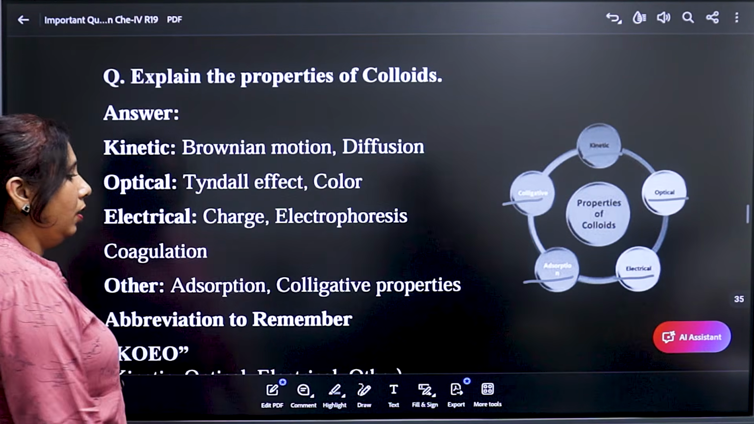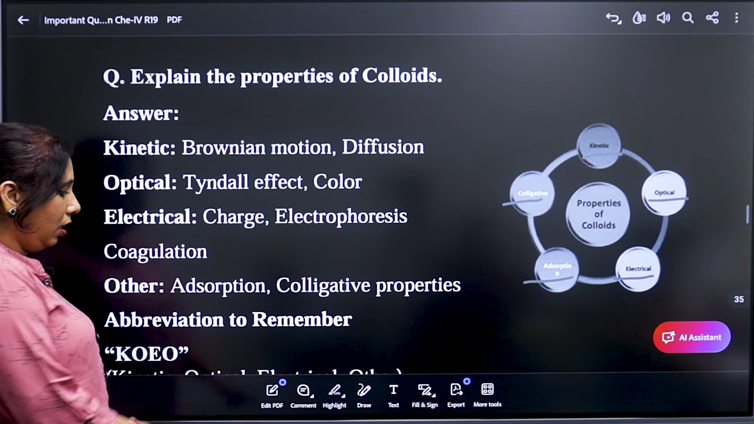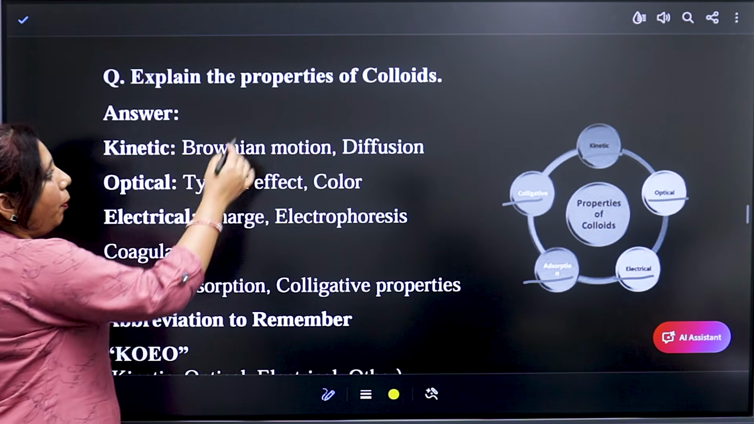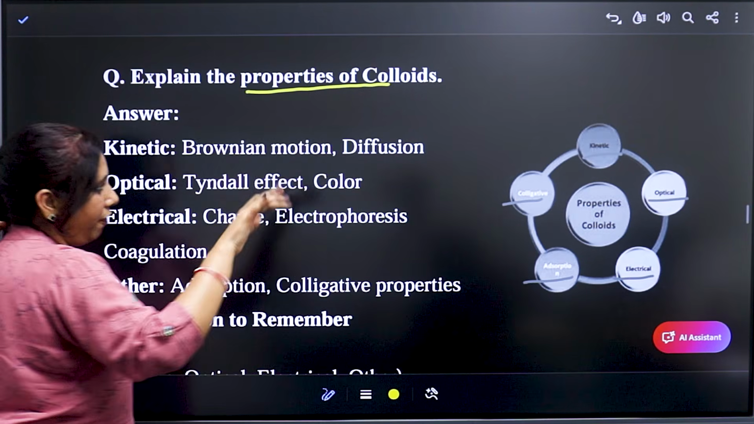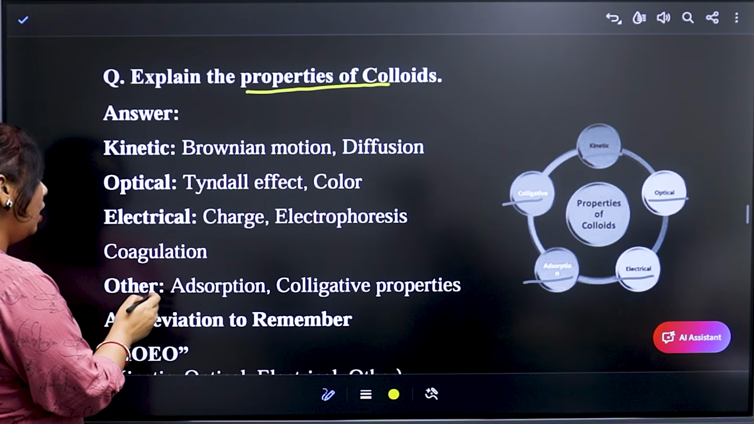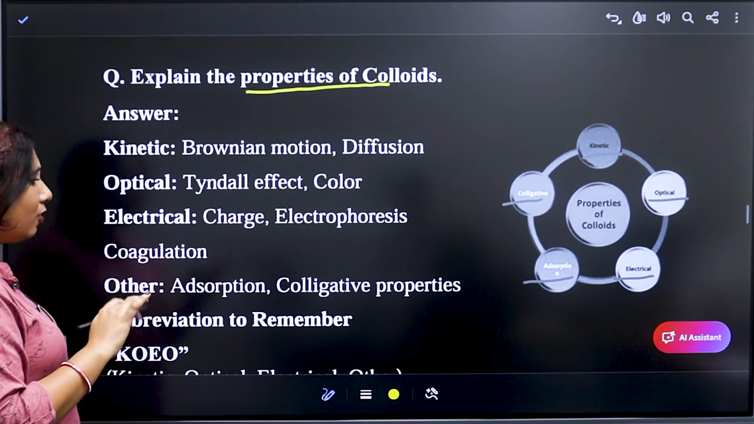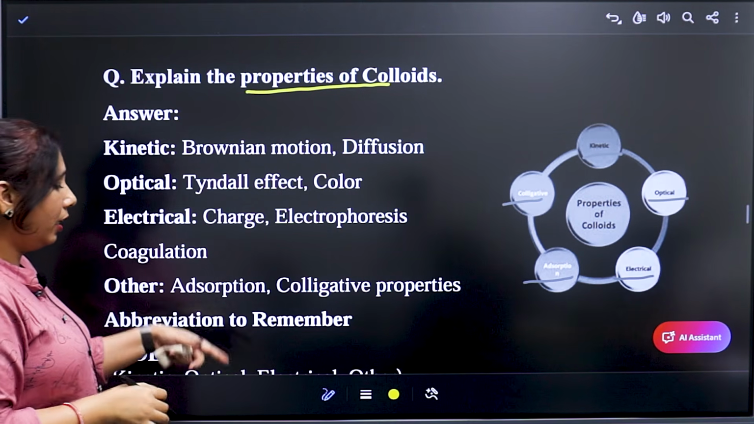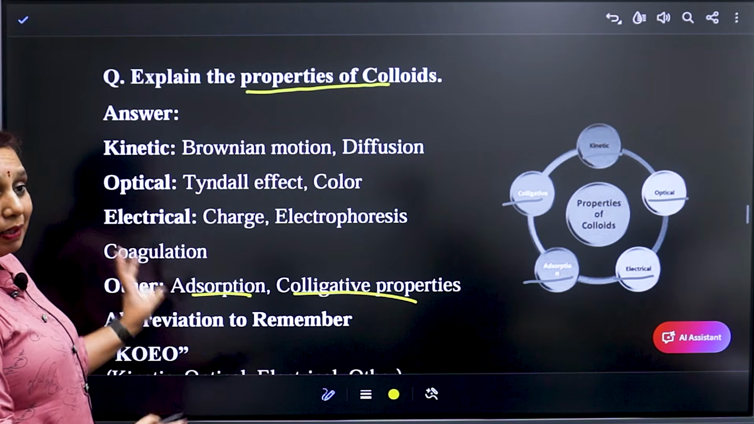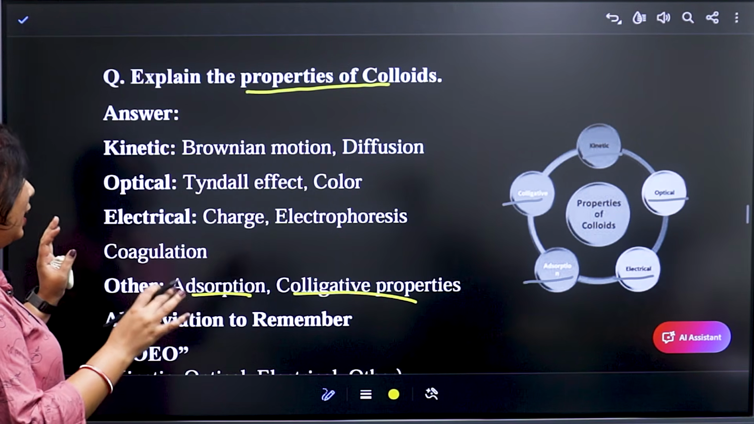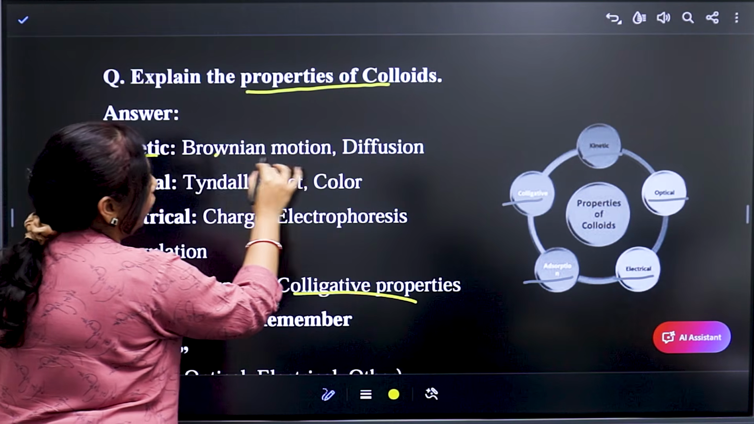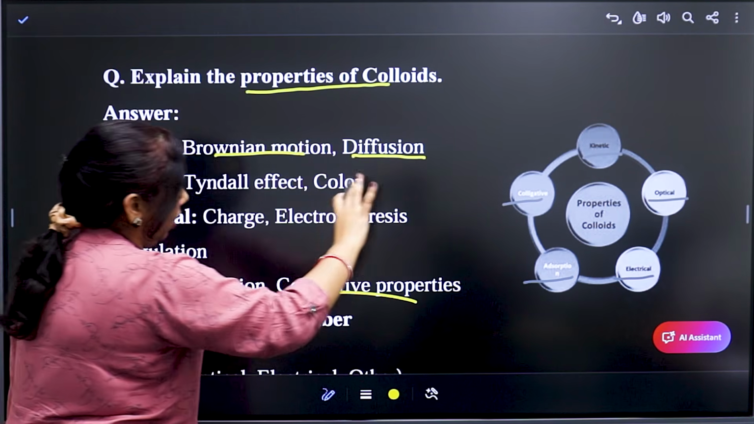Then, the last question, here we have properties of colloids. So 5 properties of colloids: kinetic, optical, electrical, other. Other includes adsorption and colligative properties. So these are all the 5 properties of colloids. In these 5 properties, kinetic property includes Brownian motion and diffusion.